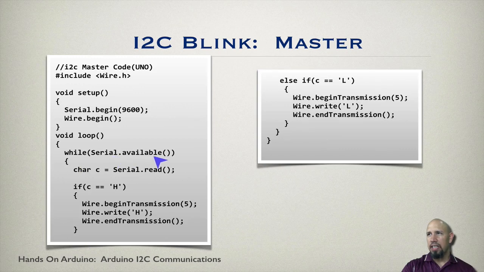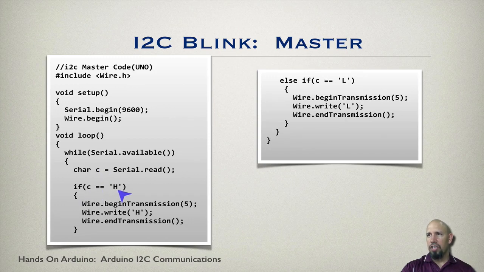Okay, so that basically checks to see if there is data coming across the I2C communication line. If there is, then we're going to read that. We're going to do a serial read from that. The wire library includes these functions: serial begin, serial available, serial read. And it's going to read the first character.